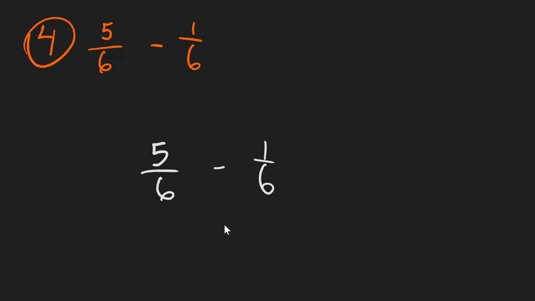And so what we can do when we're subtracting these fractions is keep the denominator the same, which is going to be 6, and we subtract the numerators. So 5 minus 1 is 4. And is 4/6 as simplified as we can get? Actually, no. So we're not quite done yet.